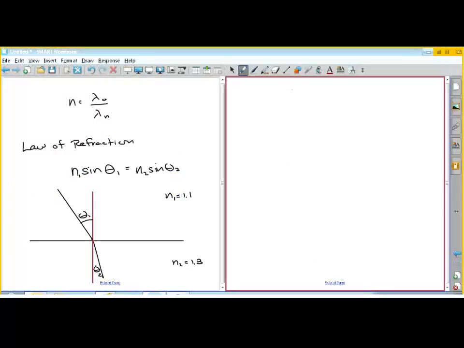Let's look at an example. Let's assume theta 1 is 30 degrees. If n2 is greater than n1, then the sine of theta 2 has to be less than the sine of theta 1, because the equality still has to hold. So the angle is going to get smaller. Since n2 is greater than n1, theta 2 has to be less than theta 1. And if it was the other way around, it would go the other direction.